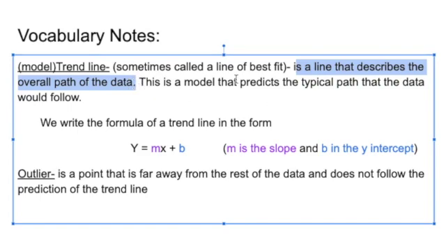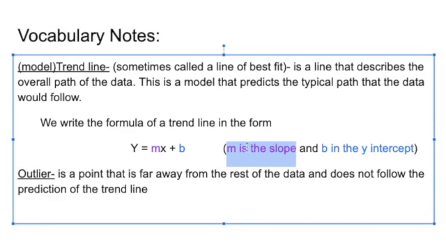And what this model does is the trend line predicts. So that trend line that you're seeing is kind of like an average. It predicts the typical path that the data should follow. So you write a formula of a trend line in, remember this, slope-intercept form, where m is the slope and b is the y-intercept. And the slope and the y-intercept have important meanings about the trend line and what you can predict about your data.